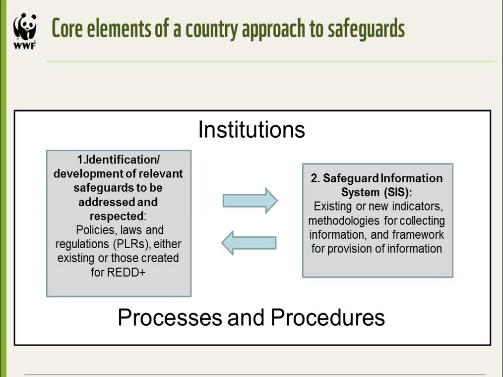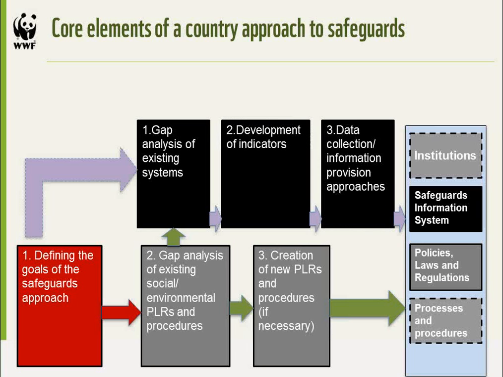So there are three main steps that a country may choose to undertake when thinking about its approach to safeguards. The first one, which isn't mentioned on this slide, is defining goals for the national approach. The second is developing any necessary policies, laws and regulations, PLRs, to apply these safeguards. And third is developing a safeguards information system. Next slide, please.